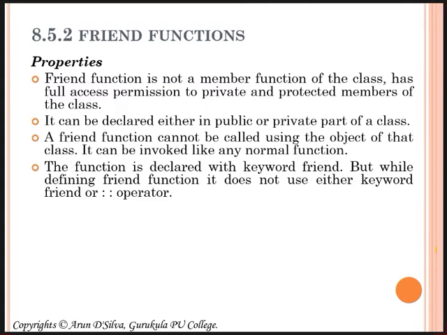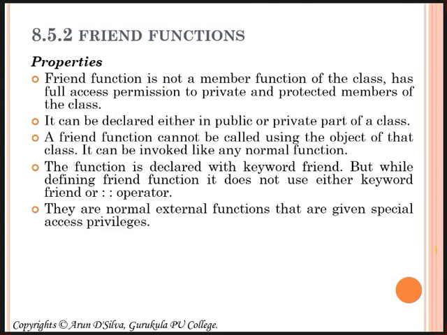The next property says that they are normal external functions that are given special access privileges. They are normal, like other functions. So they get the right to access the private data of the class of which they are a friend.